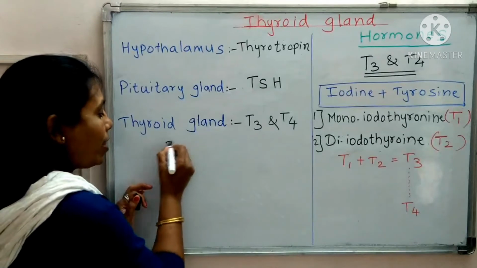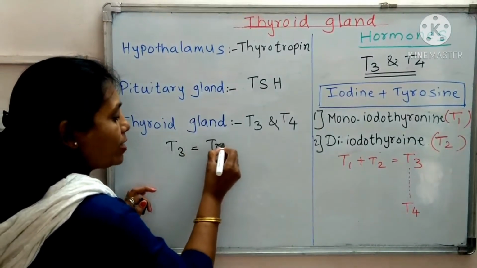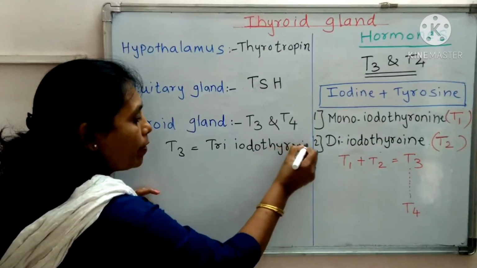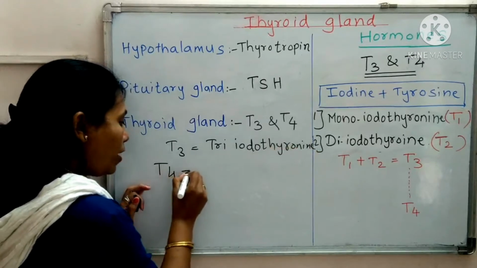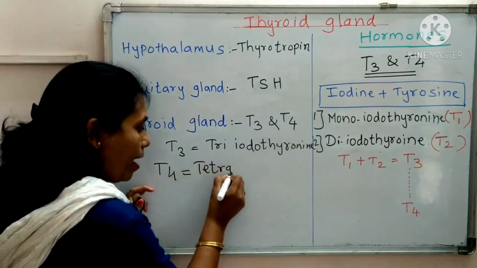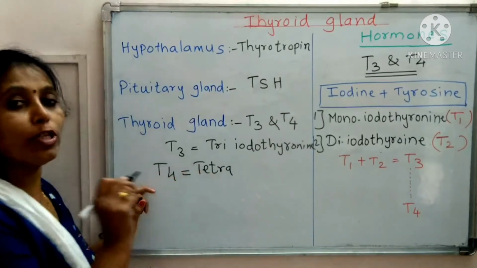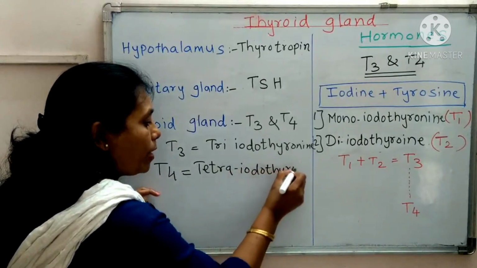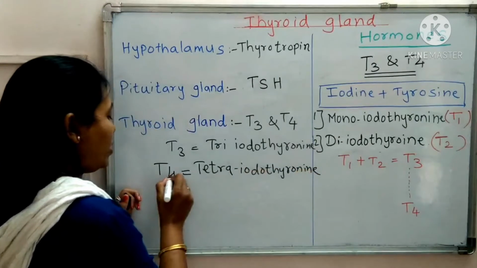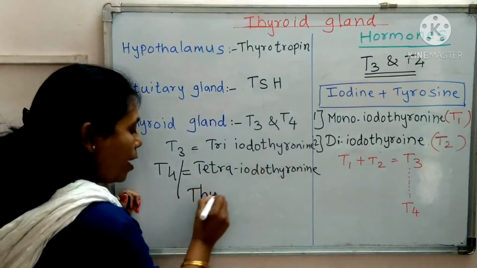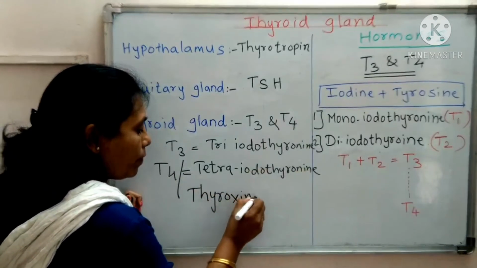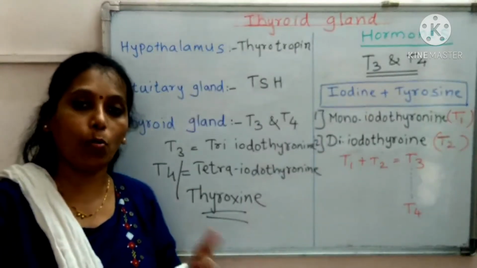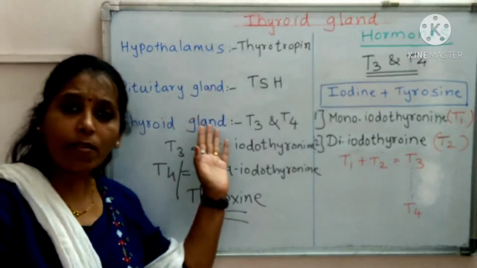Now this T3 hormone is called triiodothyronine, and this T4 hormone is called tetra. Tetra means four molecules of iodine are required. Tetraiodothyronine, or it is also called thyroxine hormone. T3 and T4, these are the two main hormones secreted by the thyroid gland.